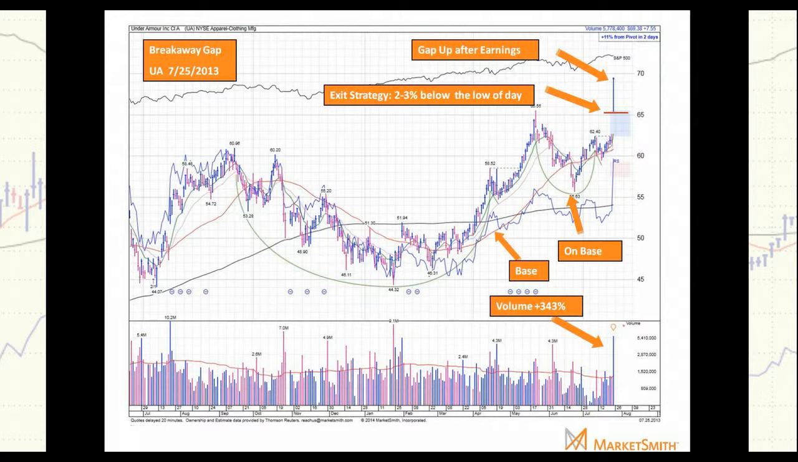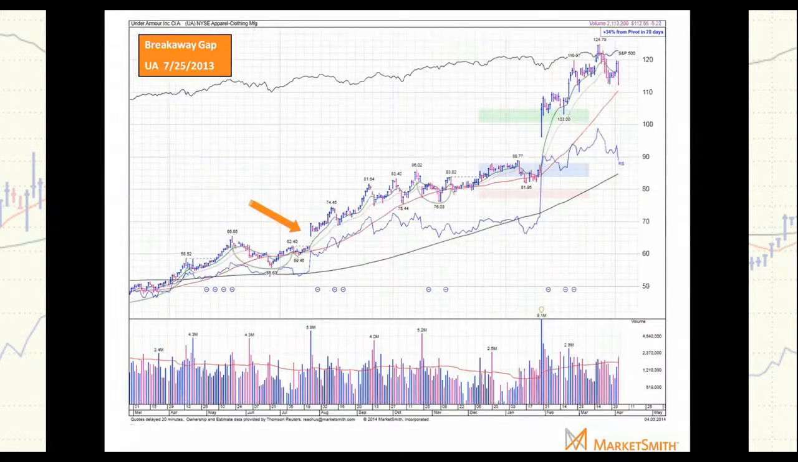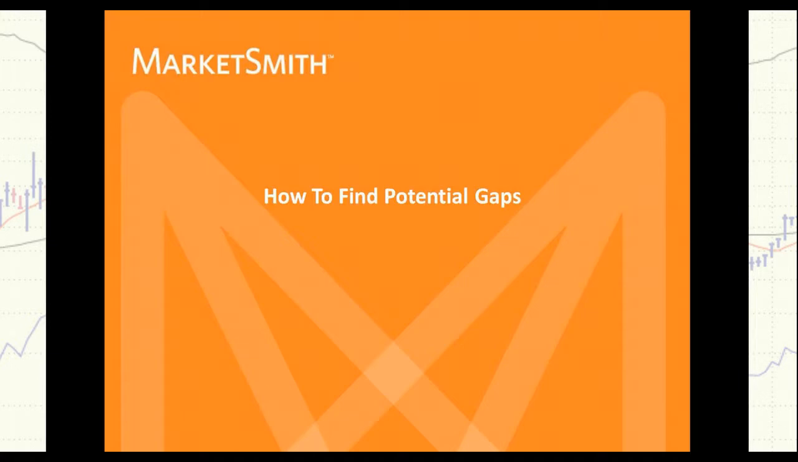Right, a lot of the younger generation were wearing Under Armour, and so I felt it was worth a shot here since it was after earnings too. And so this was a choppier ride, but at least I was able to get into a little bit of it. All right, so that's how I handle the breakaway gaps. They really are breakouts from a base. They're just a little bit more extreme, so I keep a much tighter stop to it.